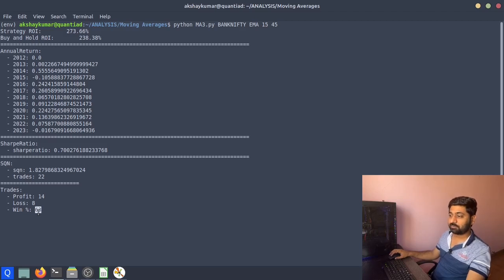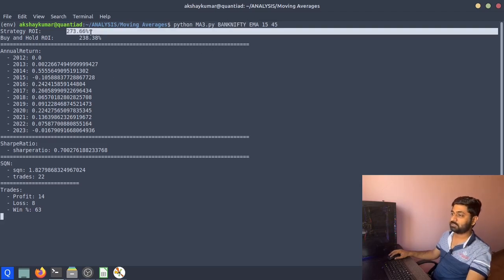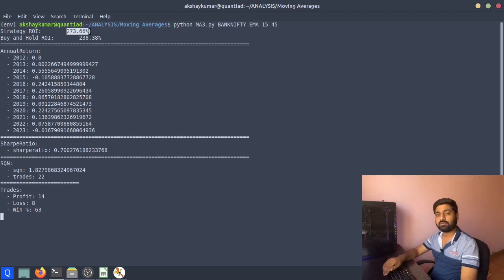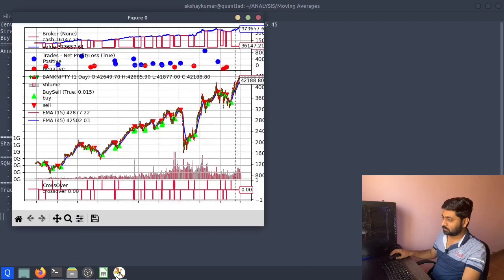In single moving average, no strategy was able to give you more than 50%, not even more than 40%. All win percentages were less than 40. But with this setting, 50 and 45 of exponential moving average, remember this is very important, on Bank Nifty, you will get ROI of 273%. So here you go. If you want to trade Bank Nifty, you can have exponential moving average with setting of 50 and 45. If you want to see the graphical results, you can see here.